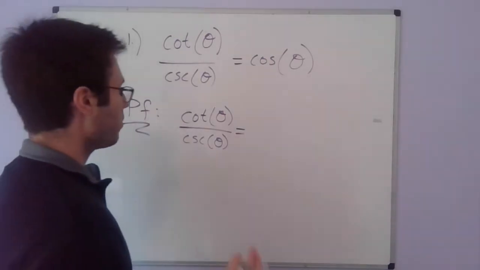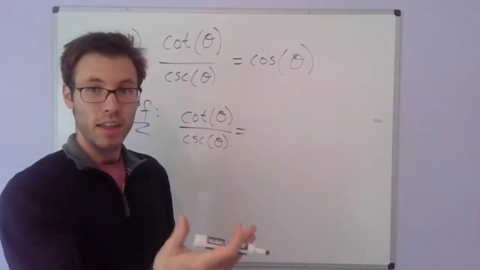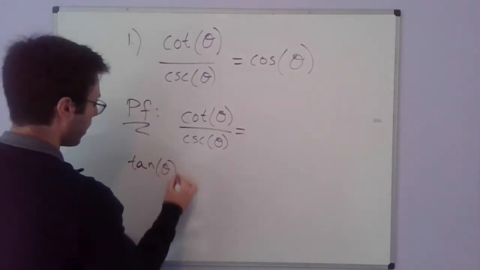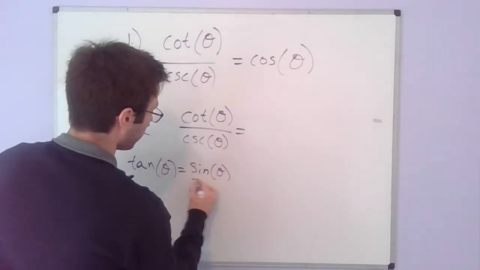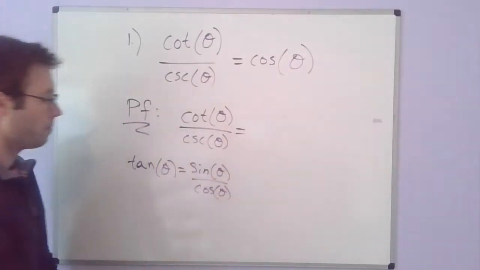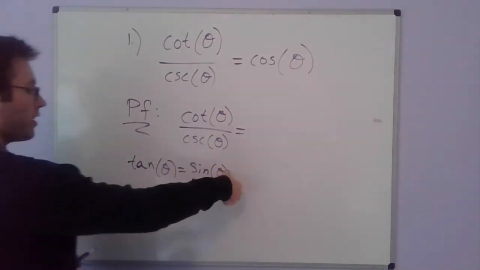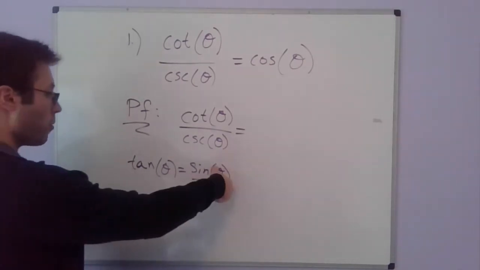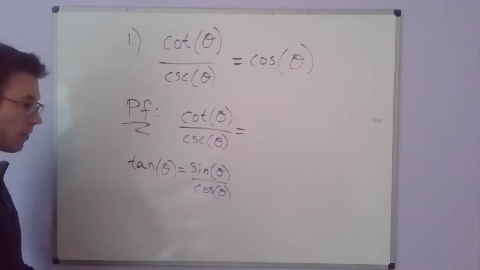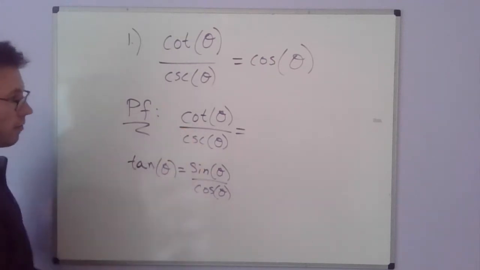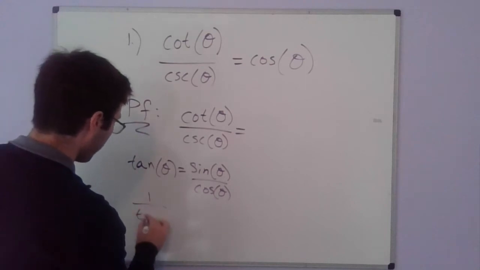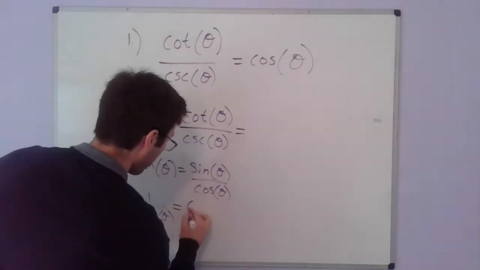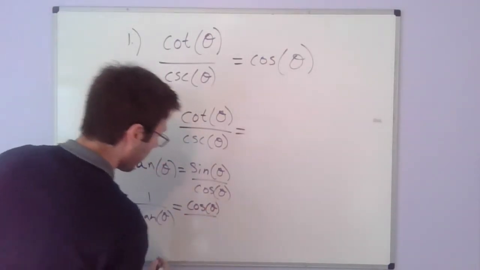Now, recall tan of theta is sine of theta over cosine of theta. What this means is that if I was going to take this and flip it, I would get cotangent of theta. So if I flip the numerator and denominator, I do the reciprocal of it, I would get cotangent of theta. So if I went 1 over tangent theta, that is really equal to cotangent of theta. And I would flip it so I'd get cosine of theta over sine of theta.